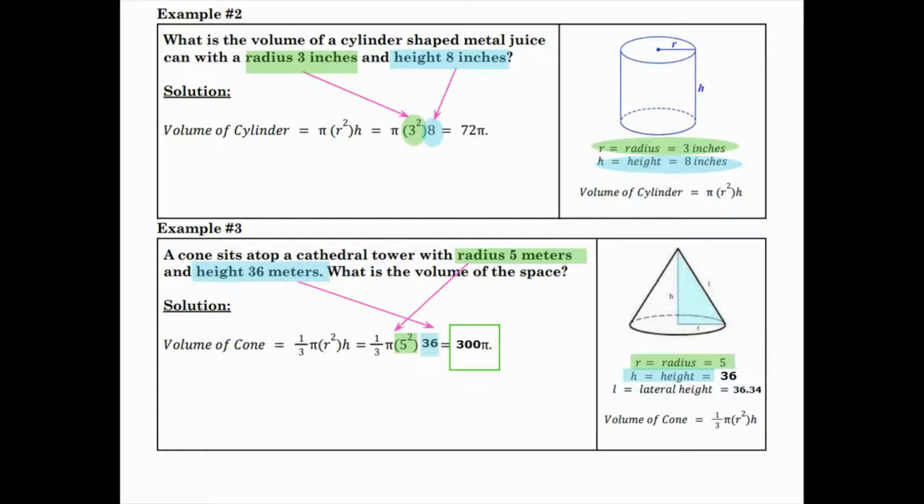All right, to find the volume of the cone, we have a third pi times the radius squared, so that's 25, times the height of 36. Well, a third of 36 is 12, and then 25 12s is the same as 300, excuse me. So the correct answer is 300 pi for example 3.